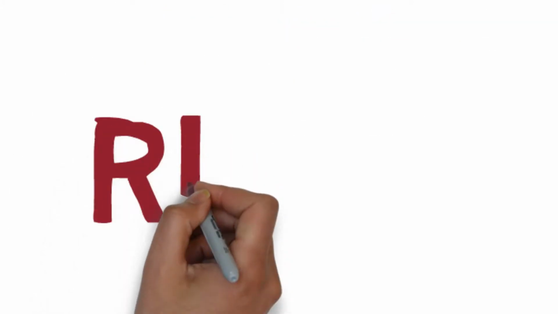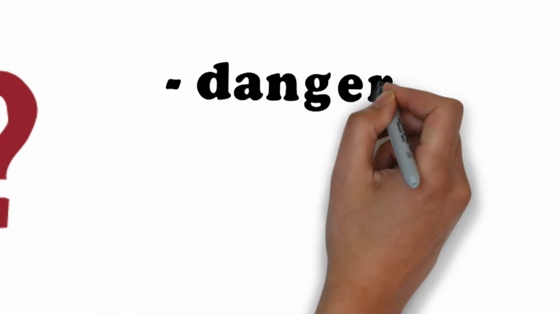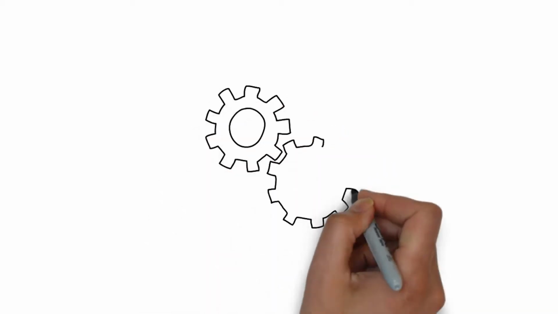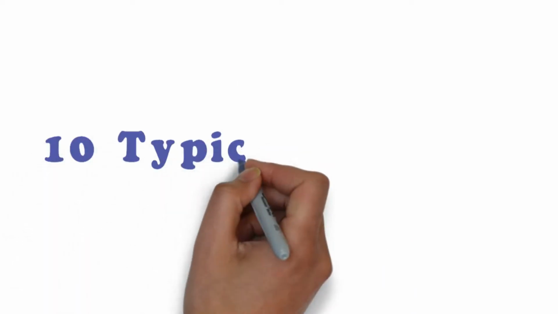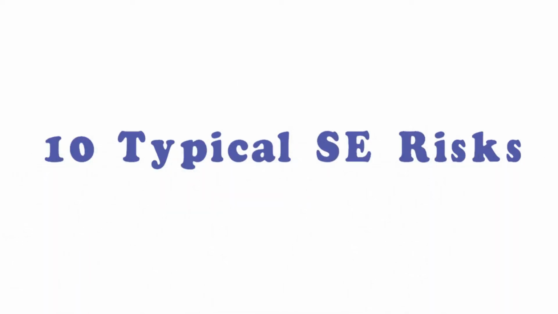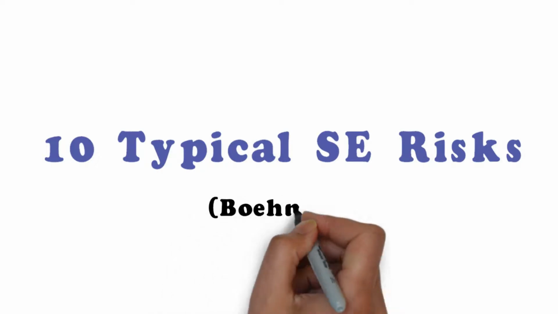So first of all, what is risk? Risk is the possibility of suffering danger, harm, or loss. There are techniques to identify project risk. Knowledge of these techniques increases the chances of success of a project. So, there are 10 typical software engineering risks which might help you as a future engineer.